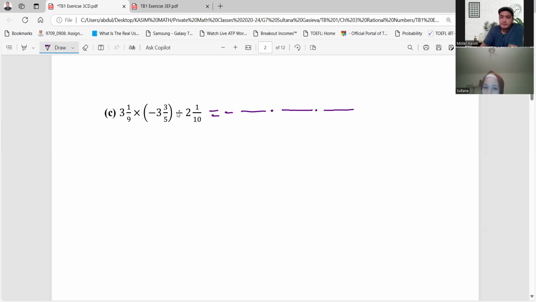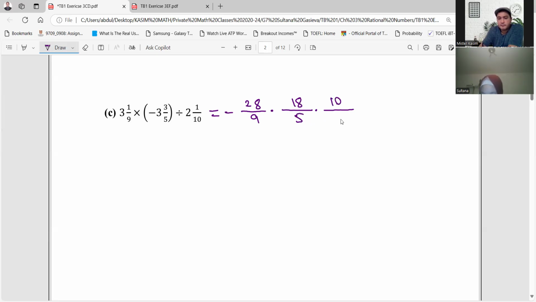Yes, that's correct. So 3 times 9 is 27, plus 1 is 28. 28 over 9 times negative 18 over 5. Then I divided it by 21 over 10, and I just flip this. Since the result is negative, I can put the minus in front of the whole fraction.